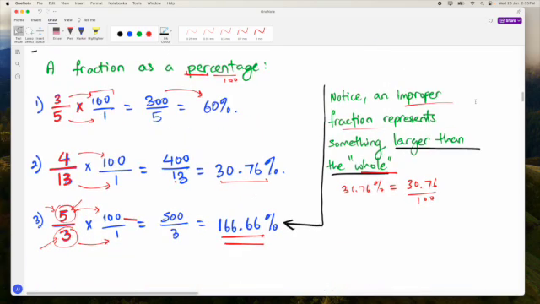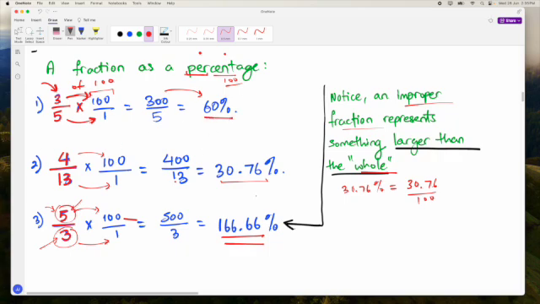A fraction as a percentage. To convert a fraction to a percentage, as I say, percent means per 100, so you just find that fraction of 100. So 3 out of 5 as a percentage would be 3 out of 5 of 100, or multiply by 100, which will be 300 over 5. You multiply the numerators and the denominators, and that gives you 60%.